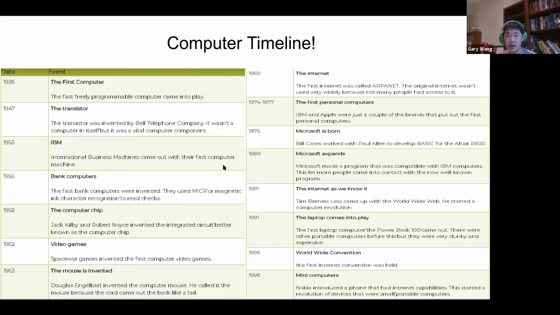So in 1969, the internet came out. That's what we use today, what we're going to cover next class. We generally know what that is. From 1974 to 1977, the first personal computers came out, meaning that it was not only limited to bankers and businesses anymore. Anybody can use these.